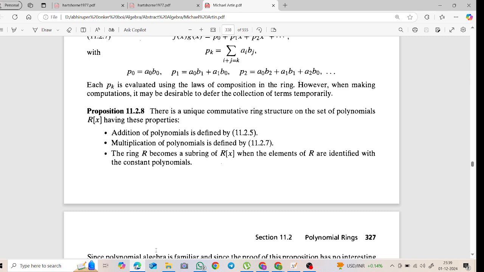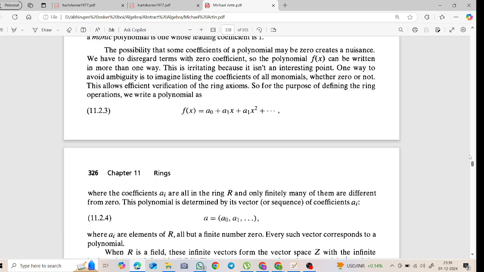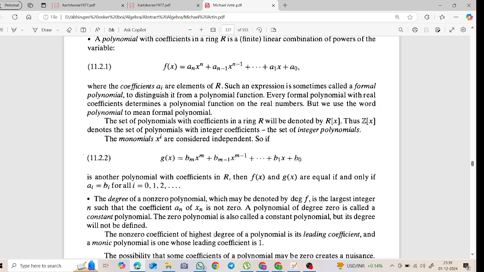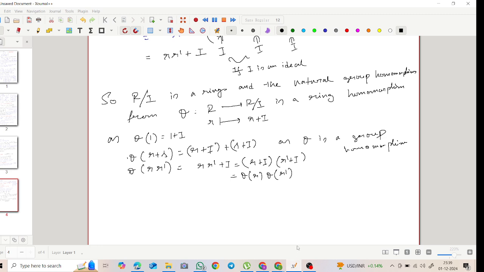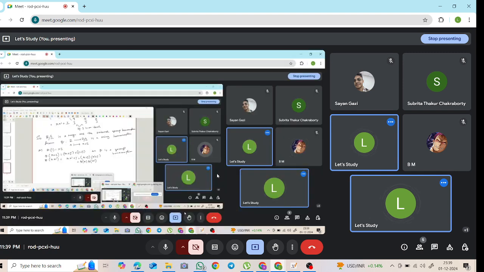I do think you guys need to revise the ring theory a bit. I don't know whether I have that book available or not. It's a good book to revise. Just a minute, let me see whether I can download it or not.